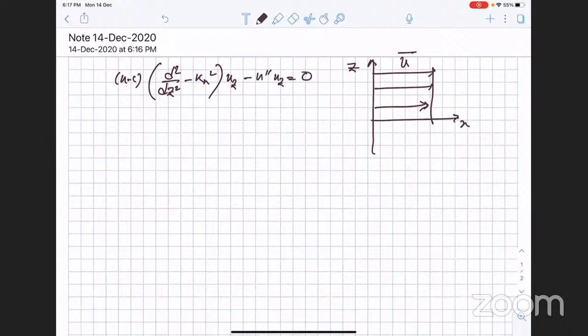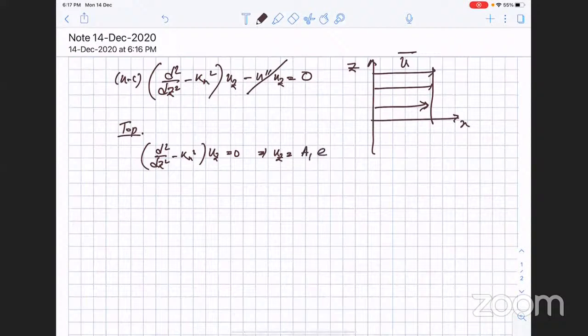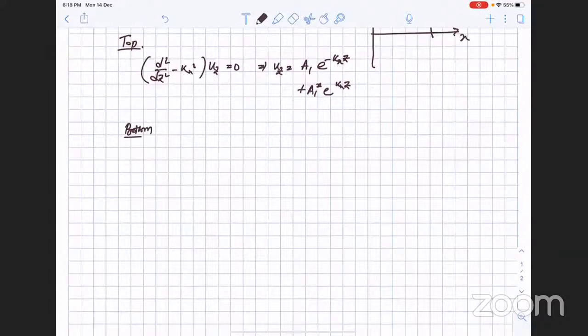Now, this is my Rayleigh equation. And since u in each layer is uniform if I solve it individually in each layer, the u double dash term goes to 0. So in the top layer, this gives us uz equal to some constant a1 exponential of minus kxz plus a1 star exponential of plus kxz. Similarly, for the bottom layer, it is d square dz square minus kx square. It's the same equation, nothing changes, even though the bottom layer is static and the top layer is in motion. In terms of the stability equation, nothing changes.